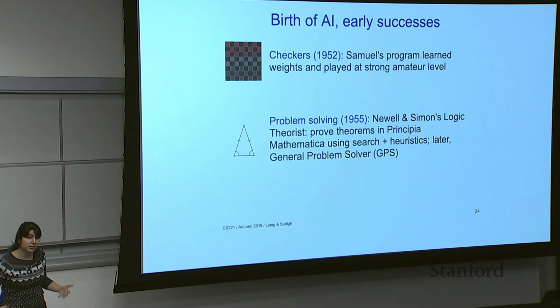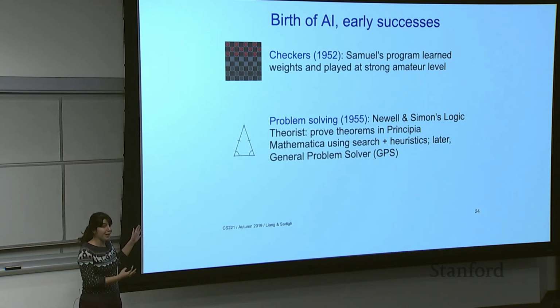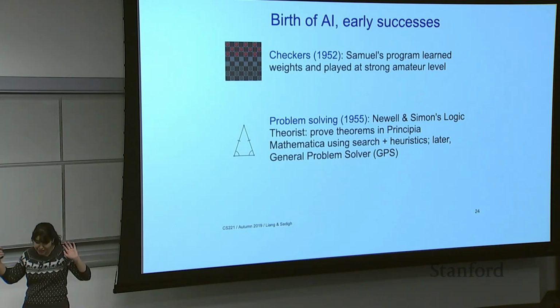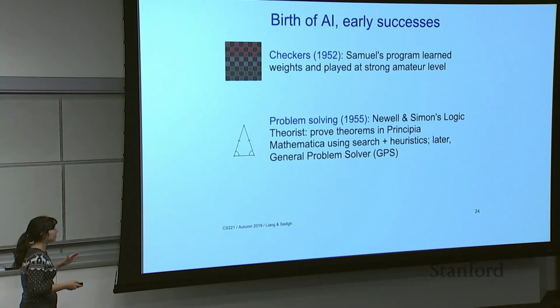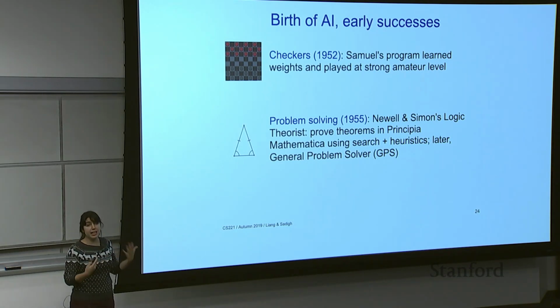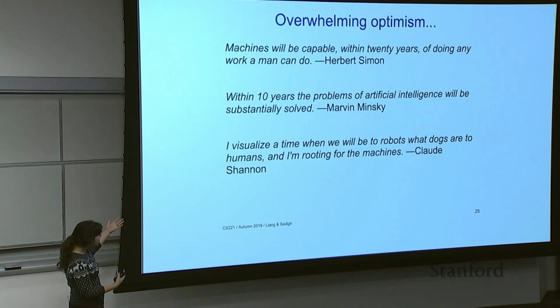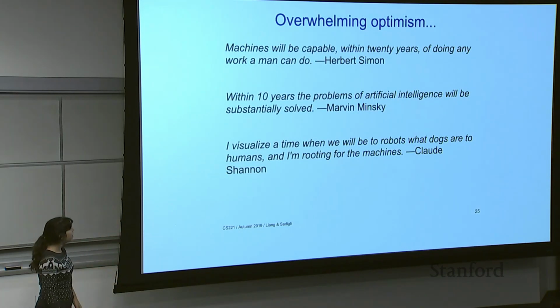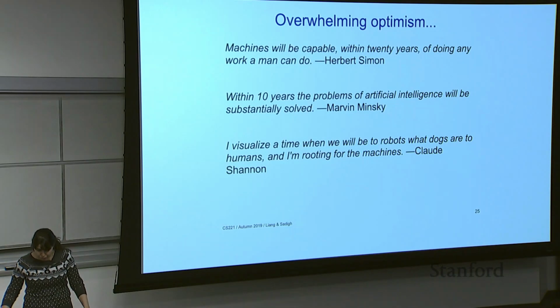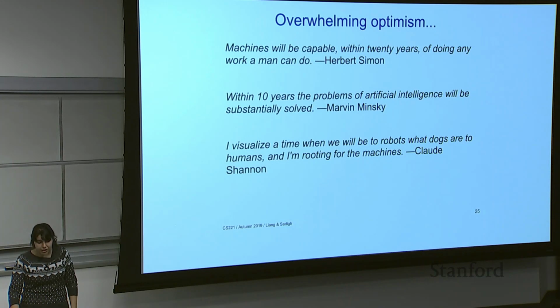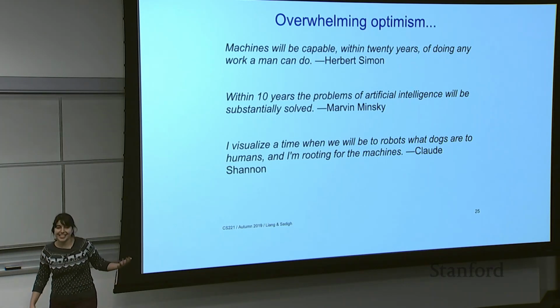That was really exciting because people at the time thought they had just solved everything. Logic was there, and people had all these cool programs. They were super excited about the potential these systems could bring. Here are some quotes from people around that time. Herbert Simon said, machines will be capable within 20 years of doing any work a man can do. Marvin Minsky said, within 10 years, the problems of artificial intelligence will be substantially solved. Claude Shannon said, I visualize a time when we will be to robots what dogs are to humans, and I'm rooting for the machines. None of these really happened.